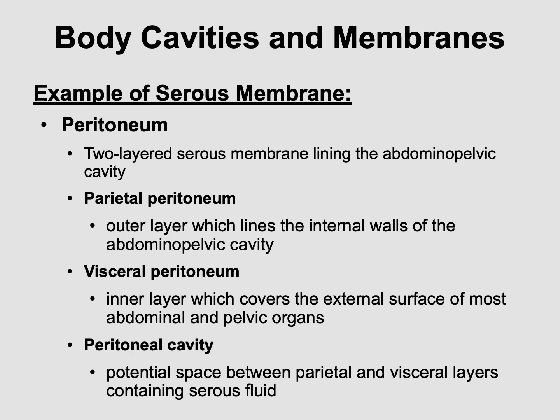Next, we have the peritoneum, which is a two-layered serous membrane, again, serous membrane, lining now the abdominopelvic cavity. So we've got the parietal and visceral layer of the peritoneum. The parietal layer is the outer layer that lines and covers the internal walls of the abdominopelvic cavity. And now we also have the visceral layer, which is the inner layer that covers the external surface of the abdominal and pelvic organs, most of them.